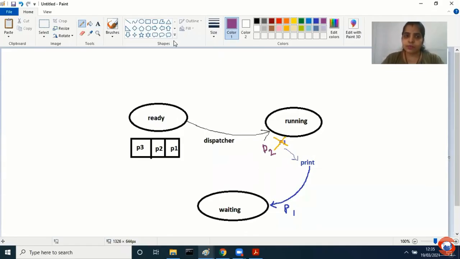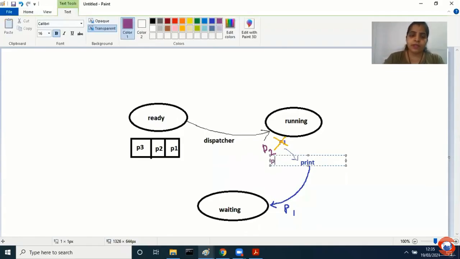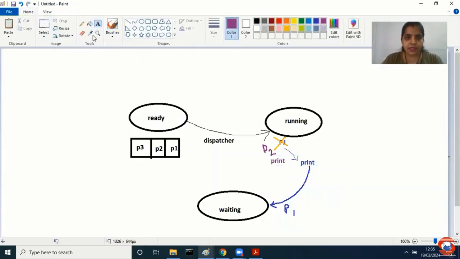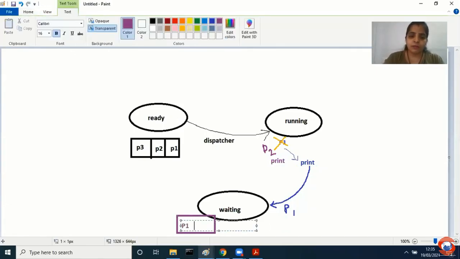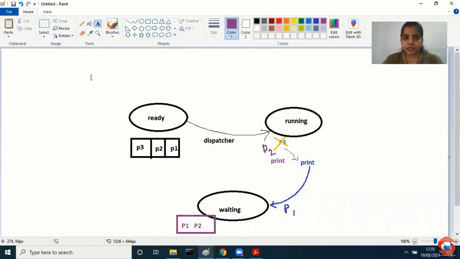Suppose this process P2 is also giving a print command. Means can I say यहाँ पे भी एक queue maintain हो सकती है which are in waiting queue, maybe process P1, maybe process P2. Can I say like this? Again, process P2 is also in the waiting state. Again, the dispatcher will try to dispatch the next process, maybe the process P3. So P3 is moved into the running state.